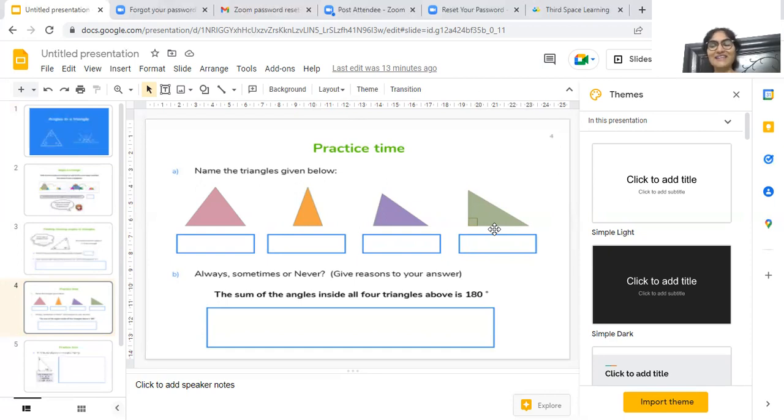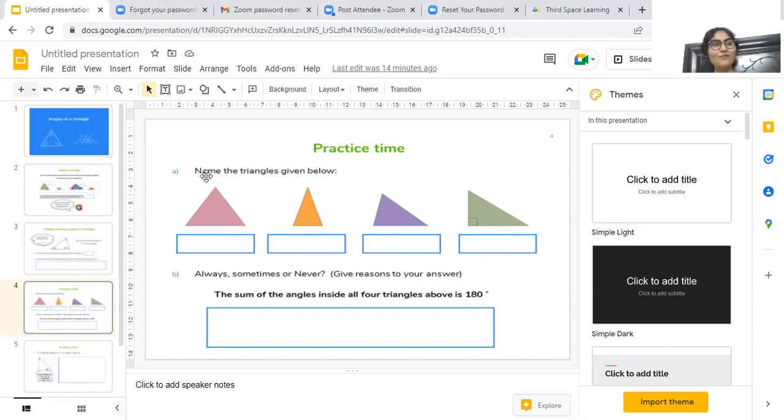Yes, it is a right angle triangle. Pretty amazing. You explained so wonderfully. You gave the answers for every type of triangle with the explanation. It's pretty amazing. Okay, now let's move to the question.